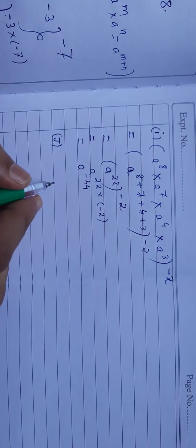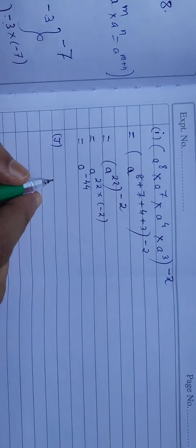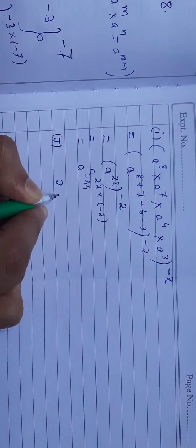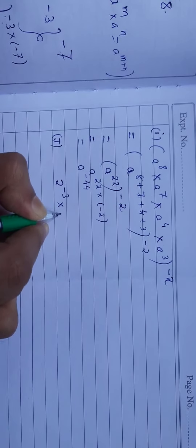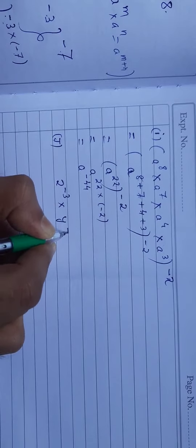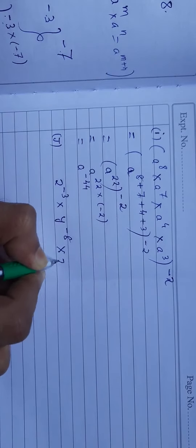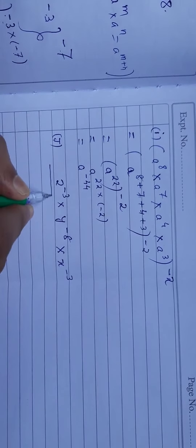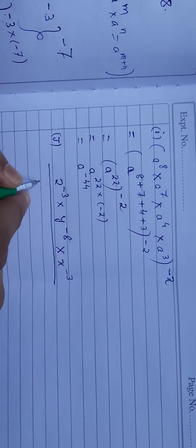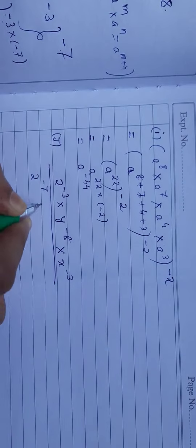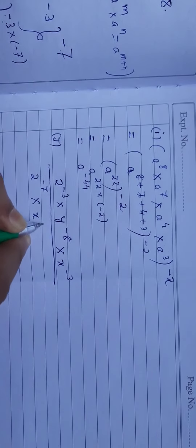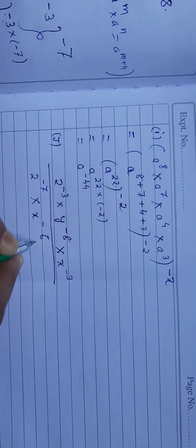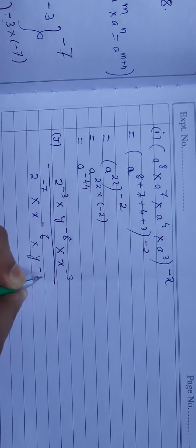Next question is question number J. 2 to the power minus 3 into y to the power minus 8 into x to the power minus 3, whole thing divided by 2 to the power minus 7 into x to the power minus 6 into y to the power minus 3.